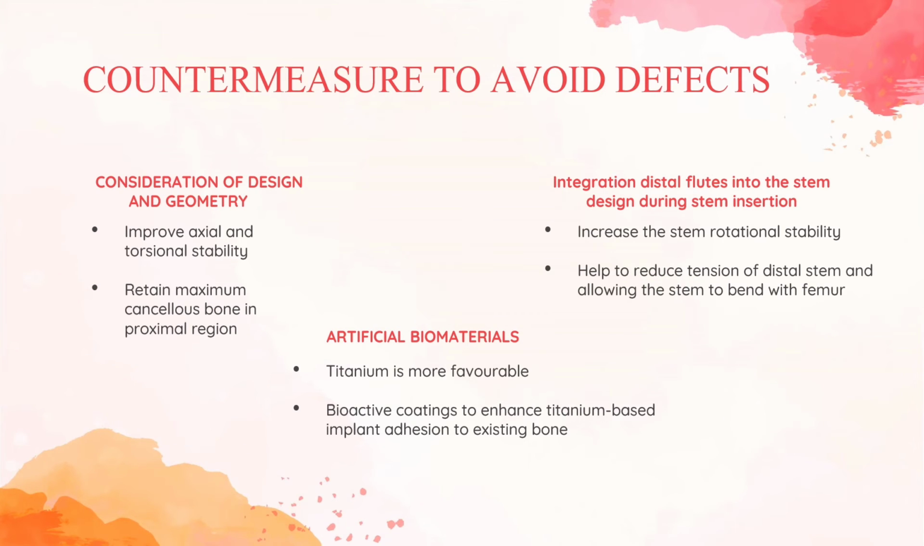Countermeasures to avoid defects. It can be done by consideration of design and geometry. This can improve axial and torsional stability and retain maximum cancellous bone in the proximal region. Next, integration of distal flutes into the stem design during stem insertion. It can increase the stem rotational stability. This will also help to reduce tension of the distal stem. Lastly, artificial biomaterial. Titanium is the most favorable for material selection of hip implant parts. The bioactive coatings are to enhance titanium-based implants in addition to the existing ones.